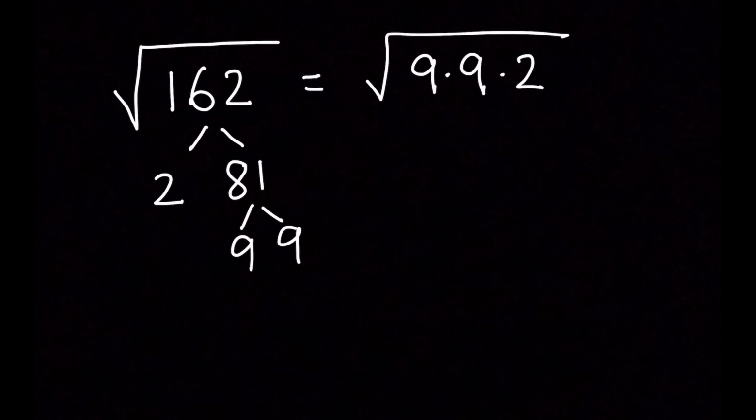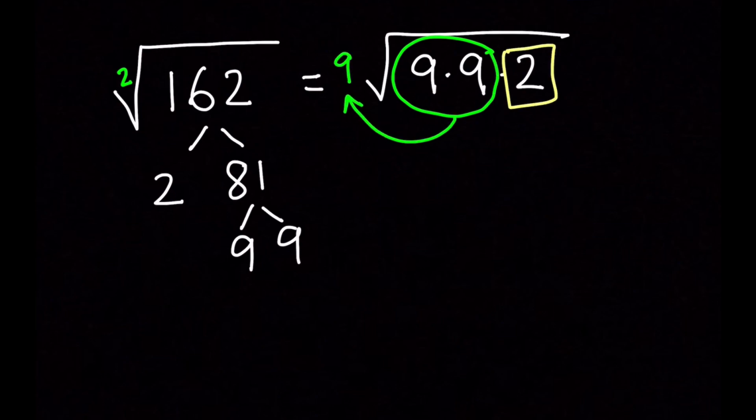So I see that my index is 2 because it's a square root, and I see a set of 2 of 9s, so that can come out. But this 2 remains here by itself, so my answer would be 9 square root of 2.